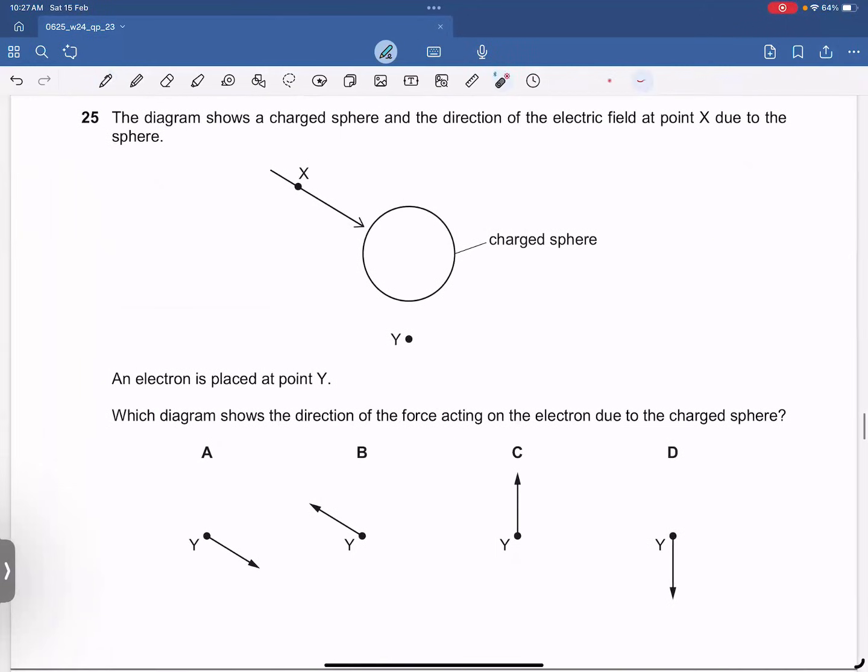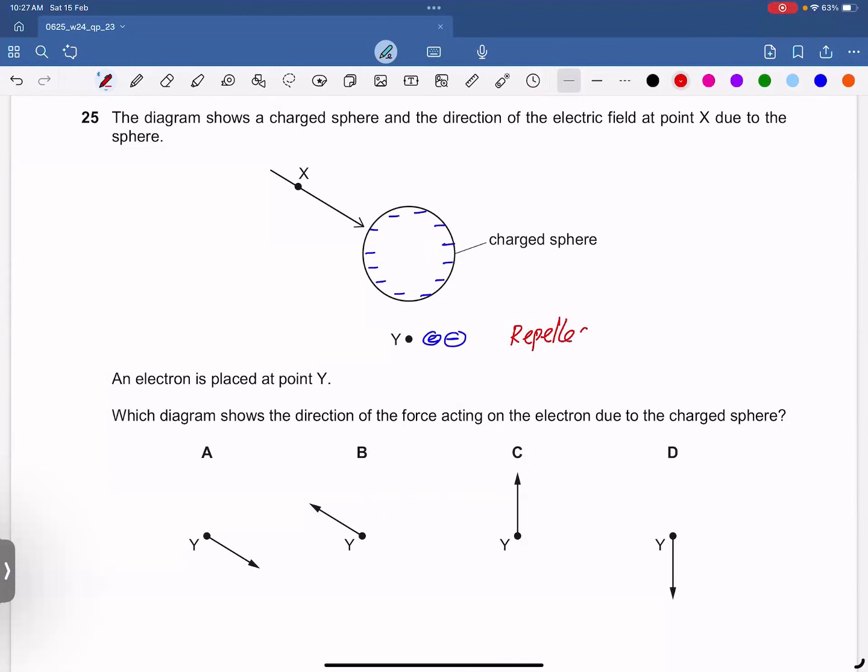Question 25 says the diagram shows a charged sphere and the direction of the electric field at point X. You can see it is towards the sphere, so the sphere has negative charge, because the electric field is directed towards negative charge. An electron is placed at Y. What is the direction of force? Since the electron is negative and the sphere is negative, it will be repelled. So the force will be away from the sphere.